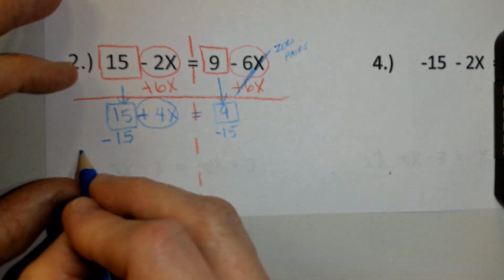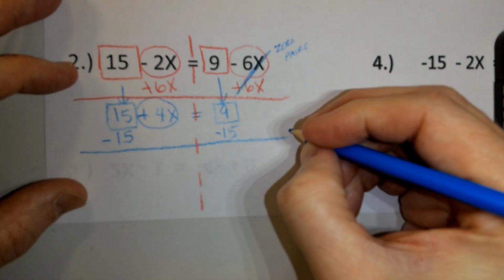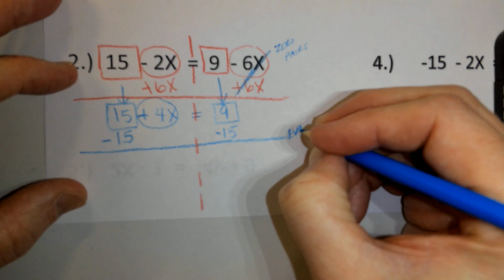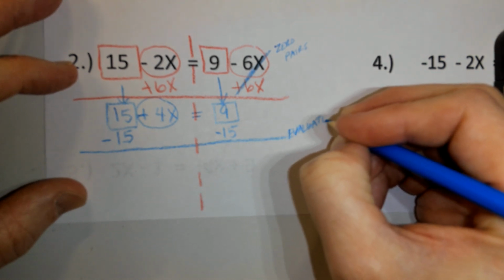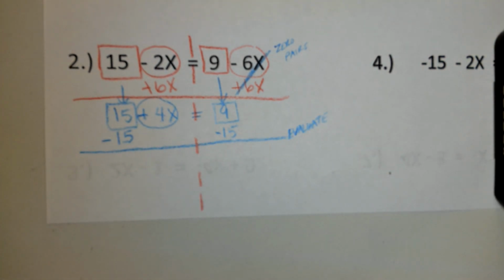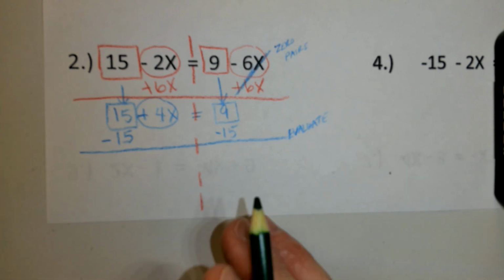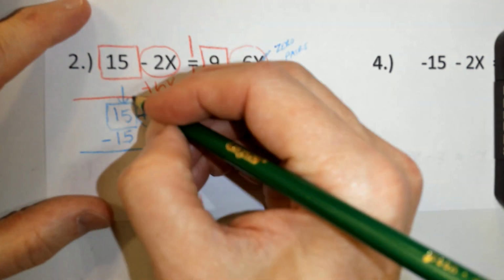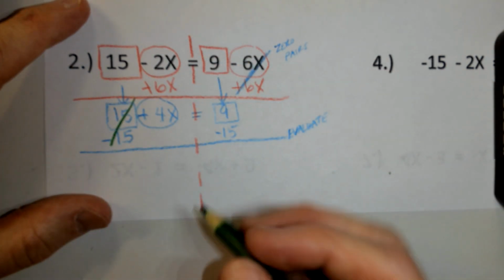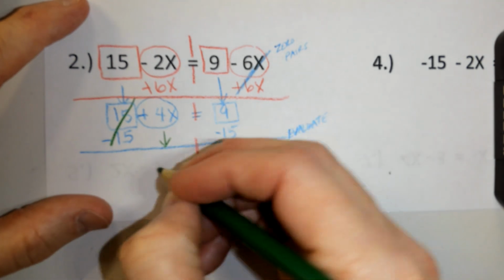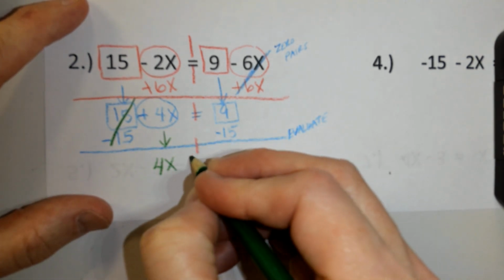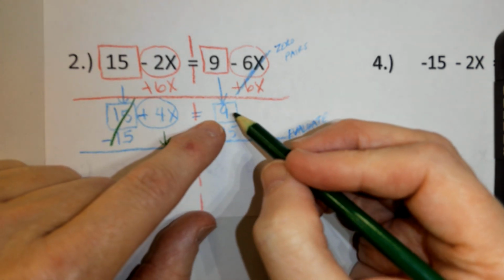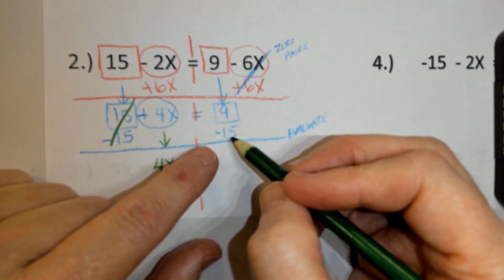Okay, draw a line to separate this step from the last. And let's go ahead and write this word right here, evaluate. We need to evaluate it. Okay. Did we create 0 pairs in here? Where are they? The 15s. So I can cross those out. Did I do anything to the 4x? No, it comes straight down, as does my equal sign, and I have to process 9 minus 15.